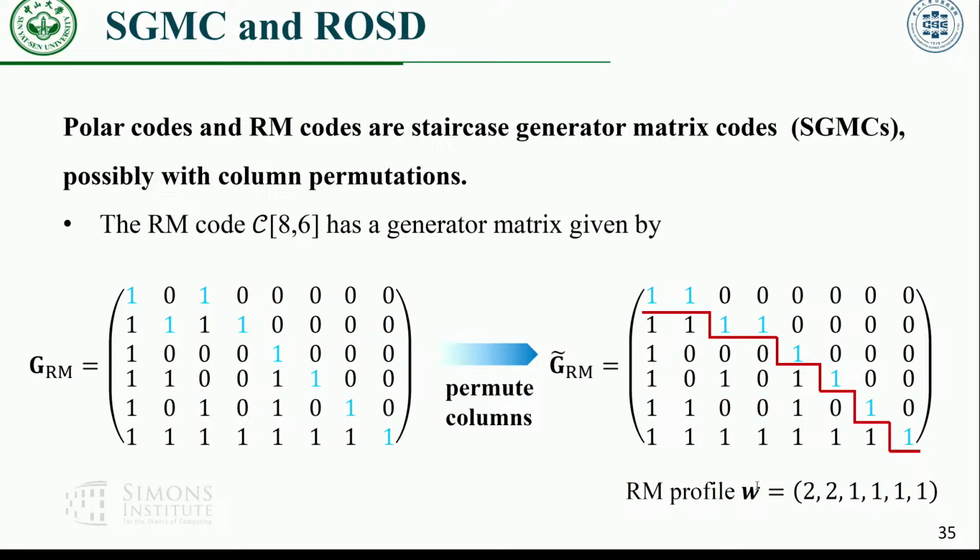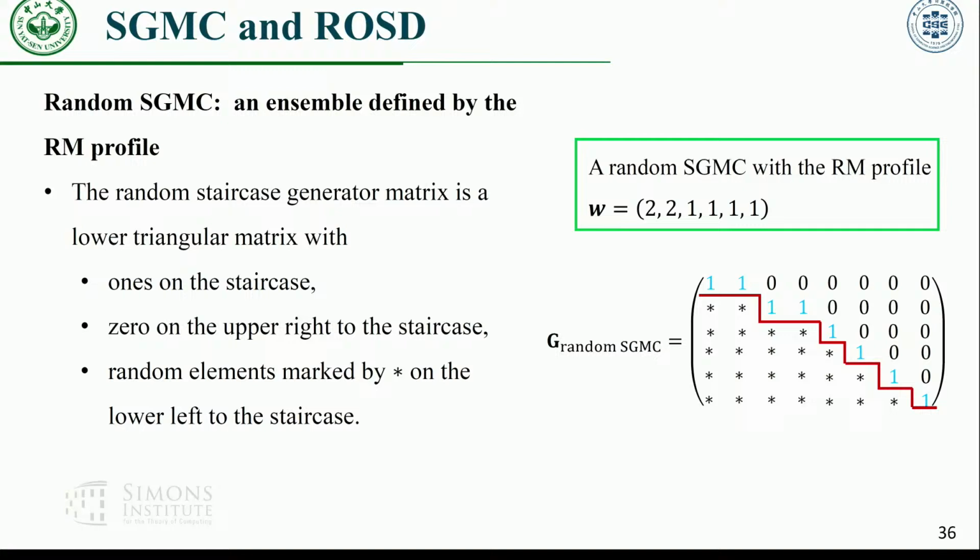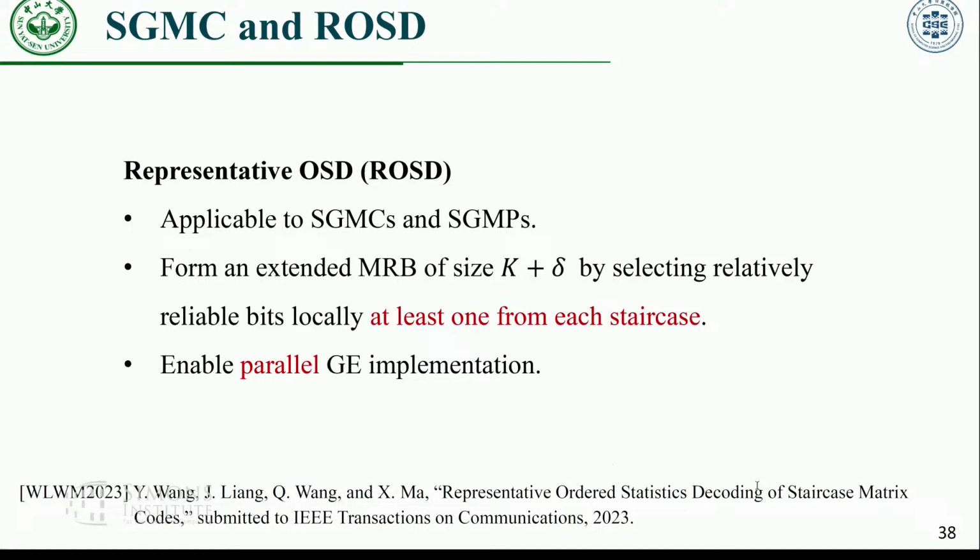For this profile, we can randomize these elements here. So we obtain a large family of codes we call staircase generator matrix codes. For this code, we call it representative OSD. First we form an extended MRB by selecting relatively reliable bits, at least one from each staircase. The idea is from each staircase, we take the most reliable one. Then we can have a parallel Gaussian elimination.